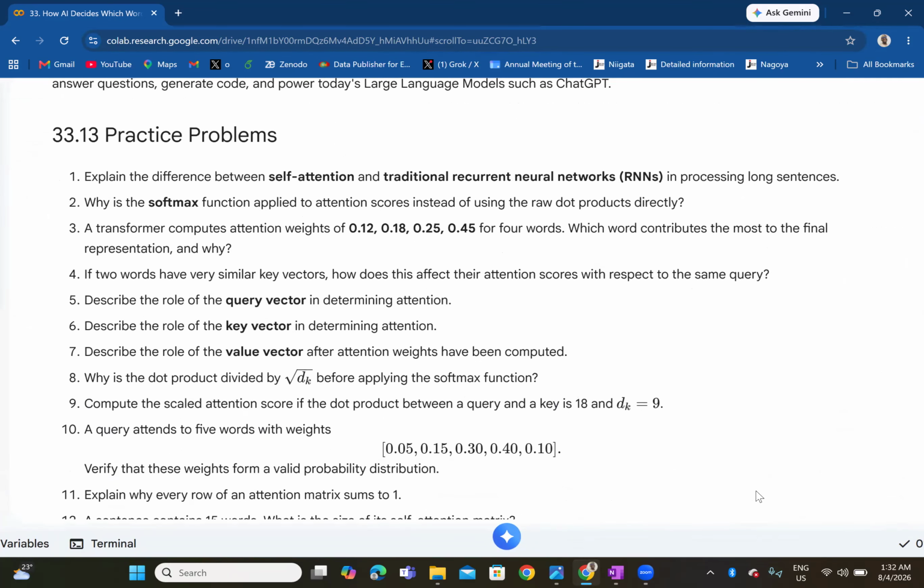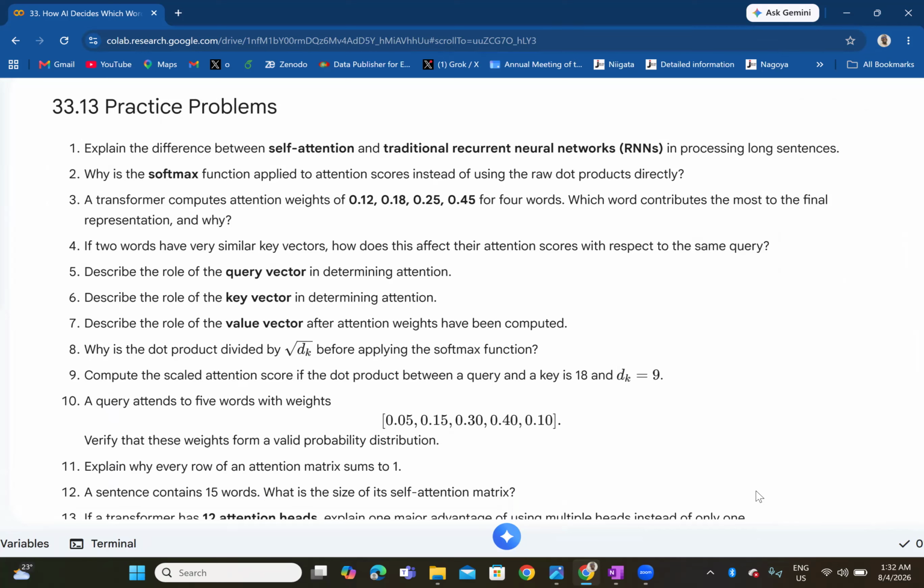All right, so we come now to the practice problems. From here you can see questions 1 to 12 clearly. In this place, I'll be solving problems 9 and 12. Problem 9 says, compute the scaled attention score if the dot product between a query and a key is 18 and dk is 9. That's a pretty easy one. Then number 12 says a sentence contains 15 words. What is the size of its self-attention matrix? It goes without saying that that is 15 by 15. So I'll just do that and keep it moving.